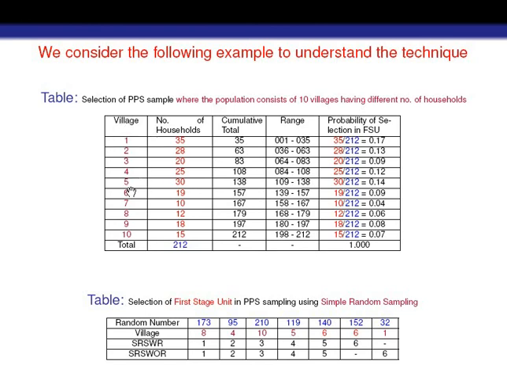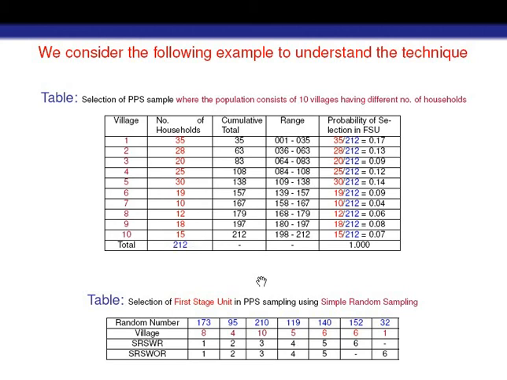So you just see that there are 10 villages, and each of the villages contains a different number of households. The first village contains how many households? 35 households, and the second village contains how many households? 28 households, and like that. So you can see what the total number of households in our example is. Simply, there are only 212 households in our example.